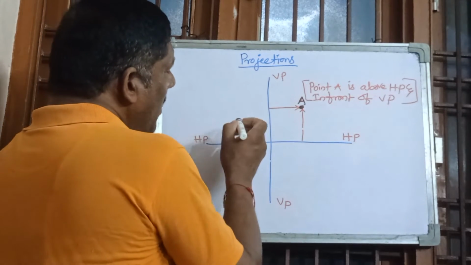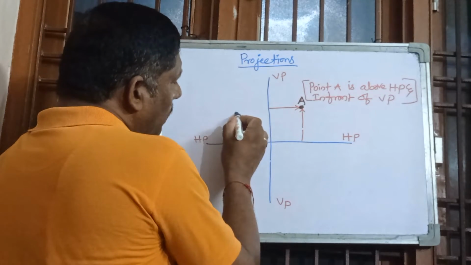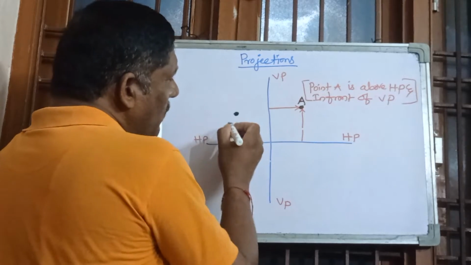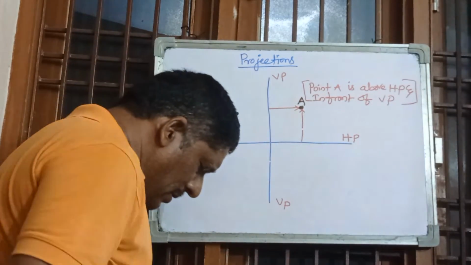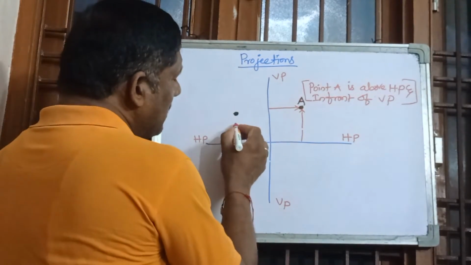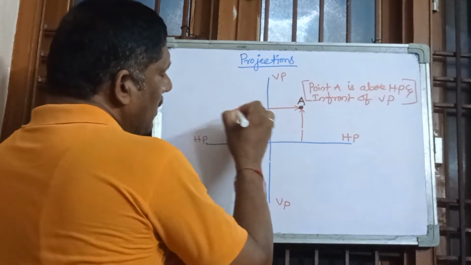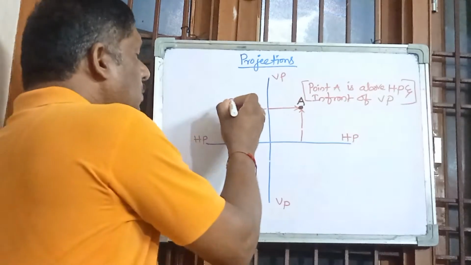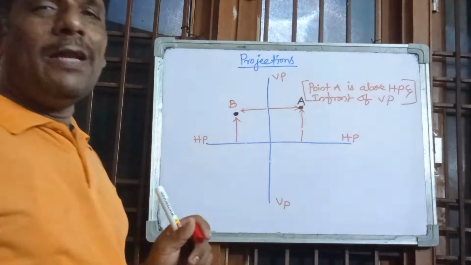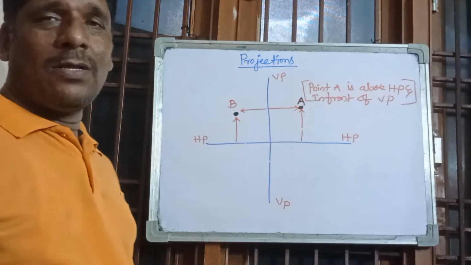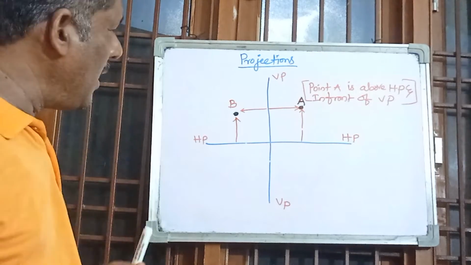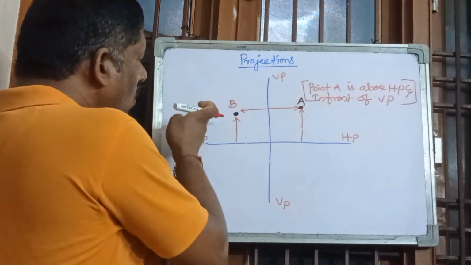Now suppose the point is there in the second quadrant. How can you say this? Now analyze this. Suppose the point B is there, a point B in the second quadrant. So how can we write it theoretically? The point B is above HP.